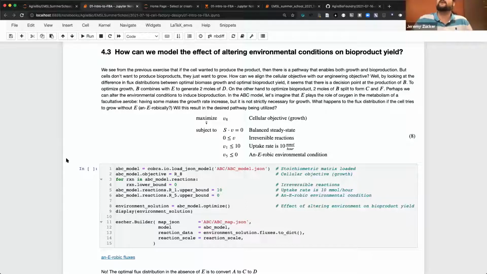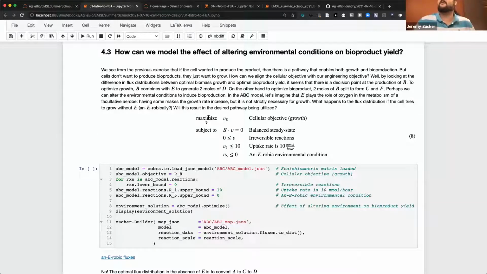In the ABC model, let's imagine E plays the role of oxygen in the metabolism of a facultative aerobe. Having some makes the growth rate increase, but is not strictly necessary for growth. So what happens to the flux distribution if the cell tries to grow without E? Would this result in the desired pathway being utilized?